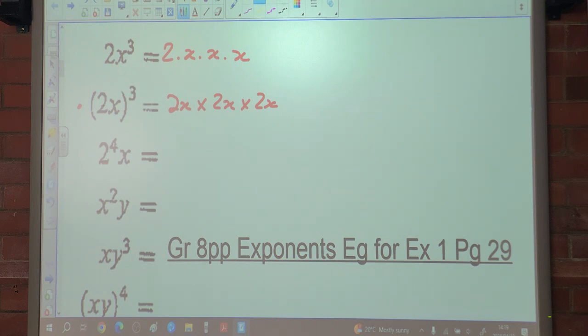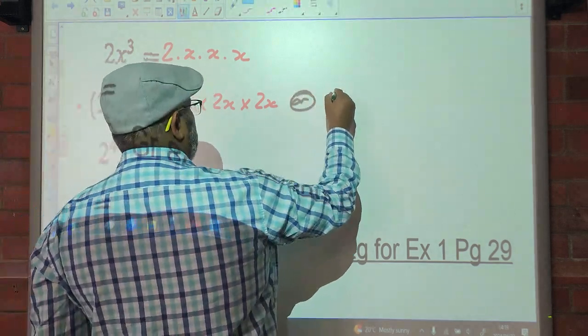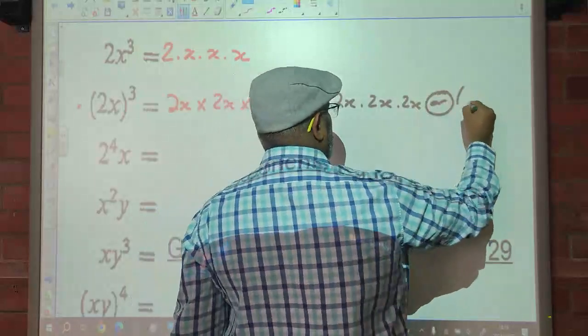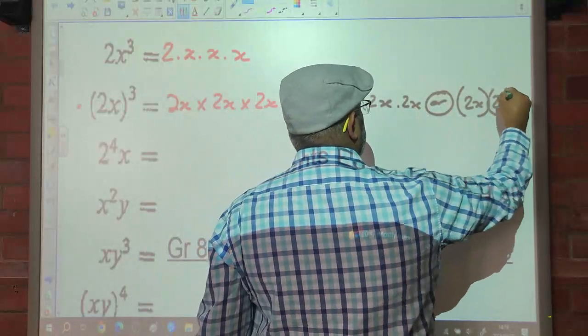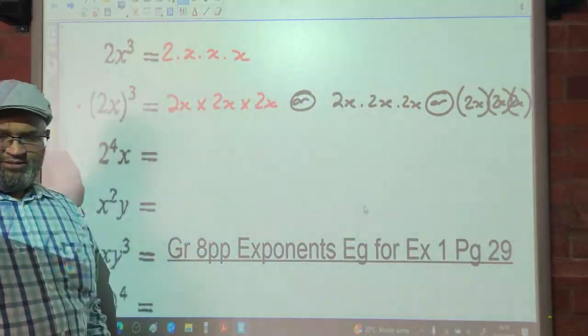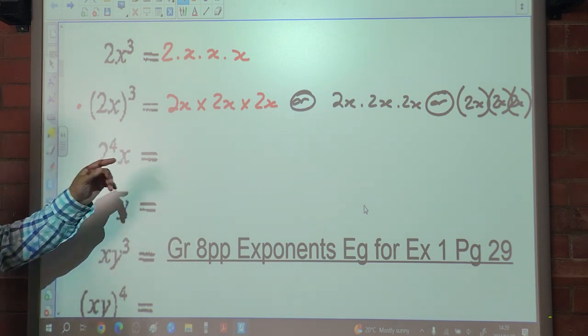Yes, Michael? I have a question. Do we have to write the multiplication sign or the dot? Whichever one, it doesn't matter. It'll be 2x times 2x times 2x, it's the same thing. Any confusion there? Do the next one: 2 to the exponent 4x.